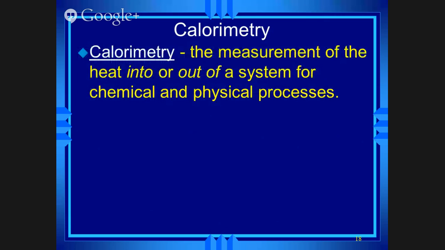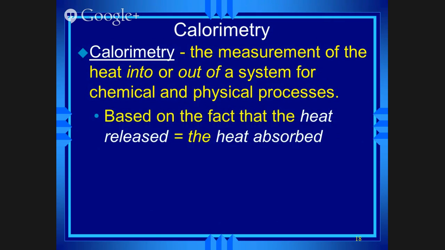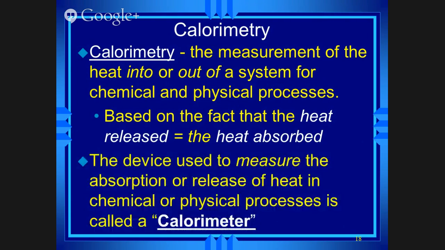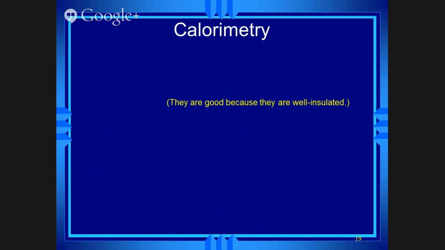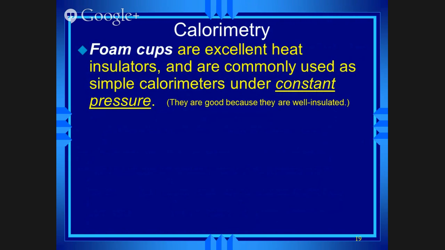Calorimetry is the measurement of heat into or out of a system for chemical and physical processes, based on the fact that heat released equals heat absorbed. The device used to measure the absorption or the release of heat in a chemical or physical process is called a calorimeter. Foam cups are excellent heat insulators and are commonly used as simple calorimeters under constant pressure. They're also good because they're cheap.